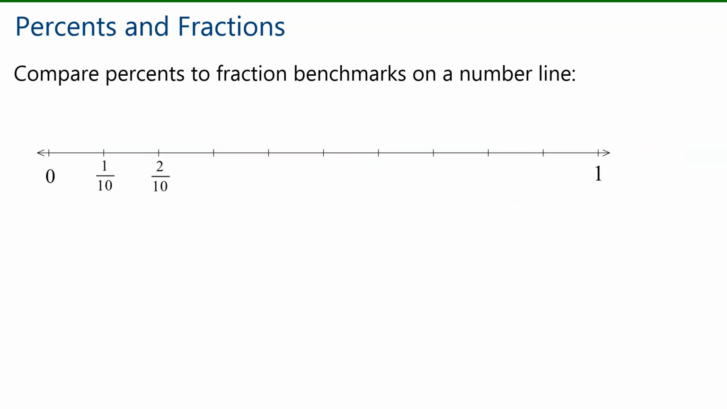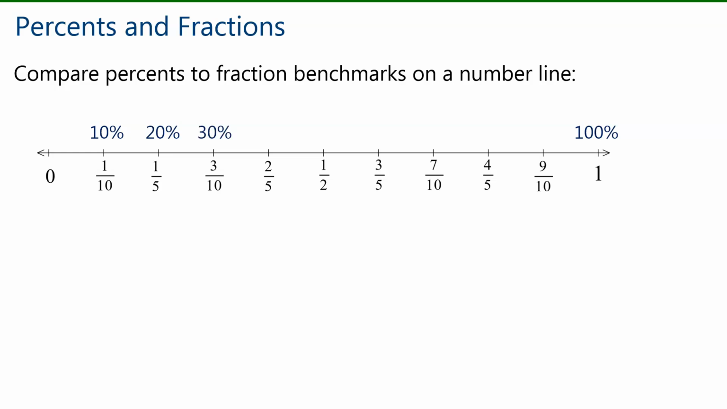Now let's look at this number line. This time we have it broken into tenths. We have 1/10, 2/10. Now 2/10 can reduce to 1/5. Then we have 3/10. 4/10 is 2/5, and so on. So again, 1 being 100%, and this being broken into 10 equal segments means 1/10 corresponds with 10%, 20% is 1/5, 30%, 40%, and so on.